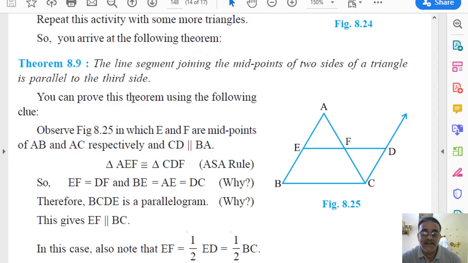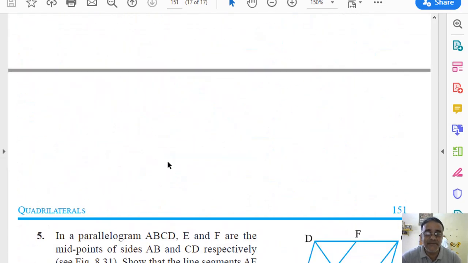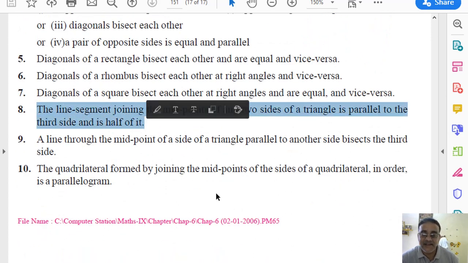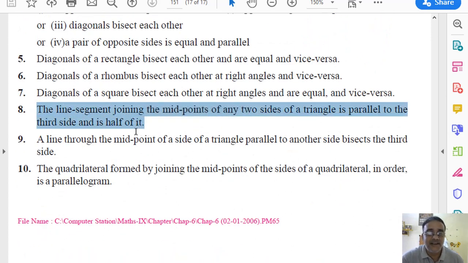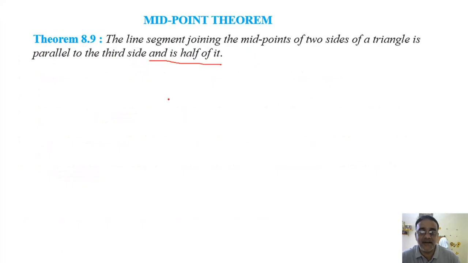Yes, sir. But in your book, in the summary last, it is given clearly. Summary में दिया हुआ है वो. क्या दिया हुआ है? And is half of it. Actual में वो incomplete theorem है. This also is a part of that theorem. So I am taking the complete statement that and is half of it. Clear है? बुक में ऐसे, sir. कंफ्यूज मत होना कि यार ये वाला दिया ही नहीं करके.